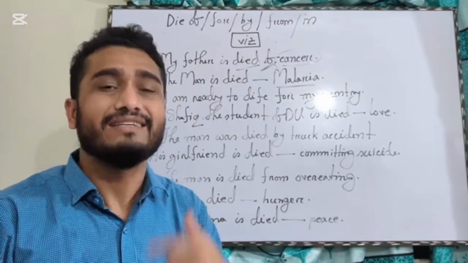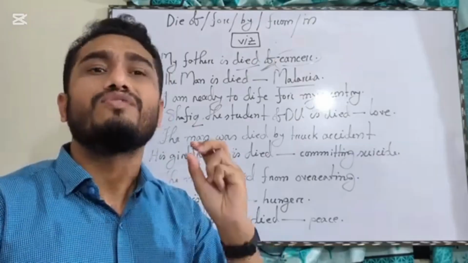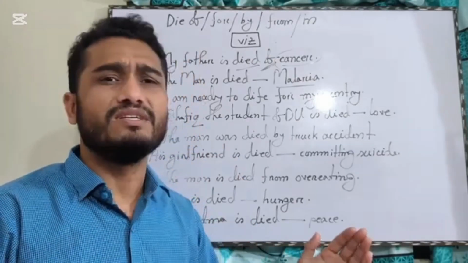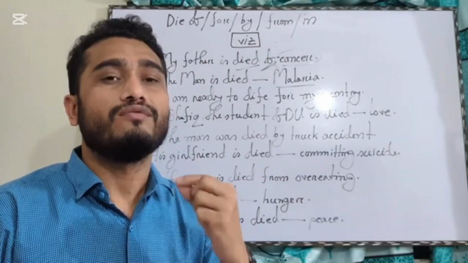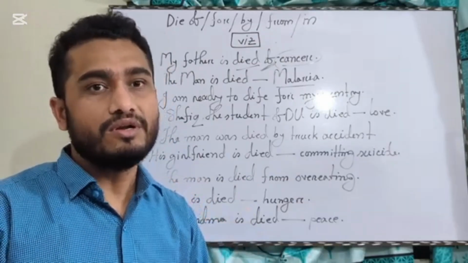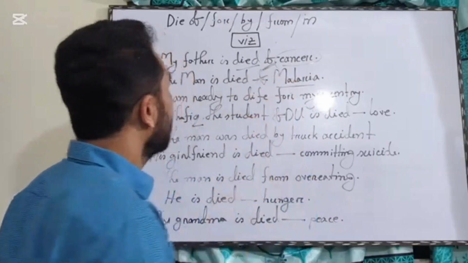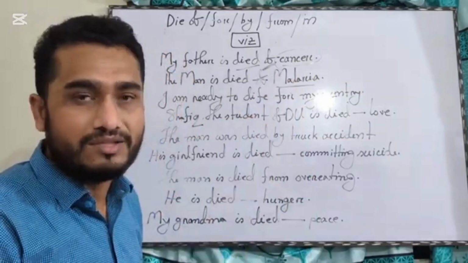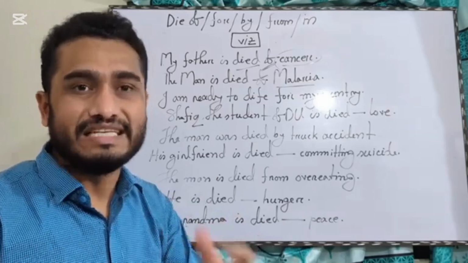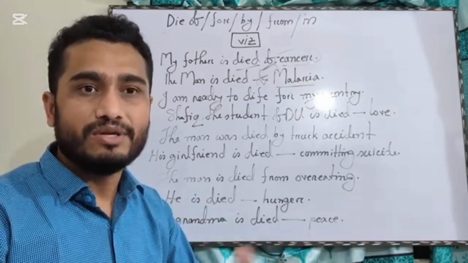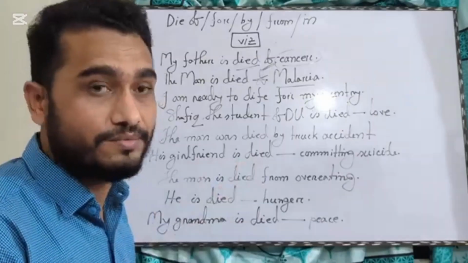So what I said before, I said that when a person or anyone will die because of disease, it can be any kind of disease, then what are we supposed to use? Of course we will use the preposition of. So the man is died of malaria. I have used of because the man died because of disease. So when someone dies because of disease, then we will use the preposition of. I hope you have understood the first two examples.